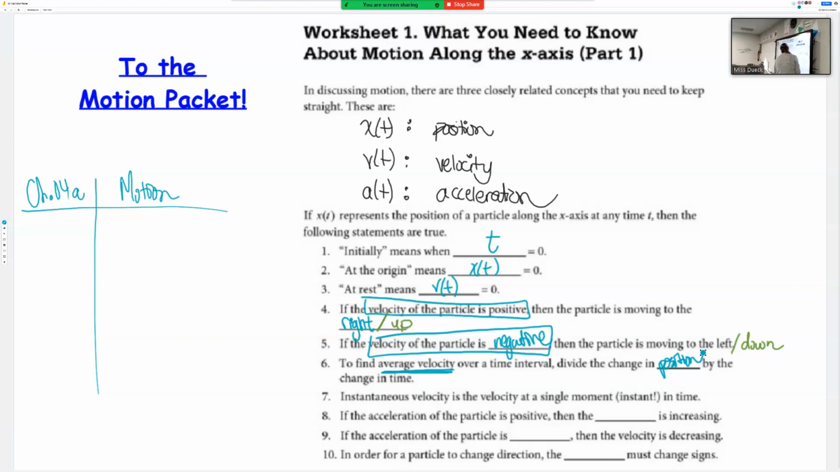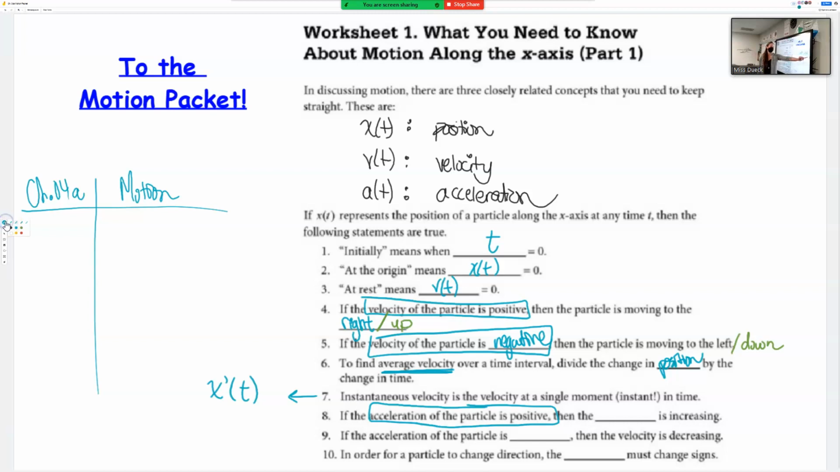Instantaneous velocity is x prime of a certain t. Instantaneous velocity, just take a derivative. If the acceleration of the particle is positive, who is increasing if acceleration is positive? Maybe we need to come back here and remind ourselves of the different relationships.